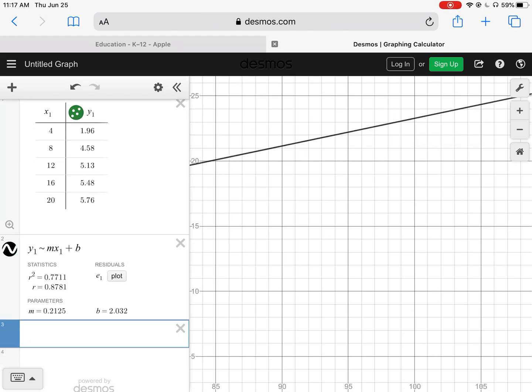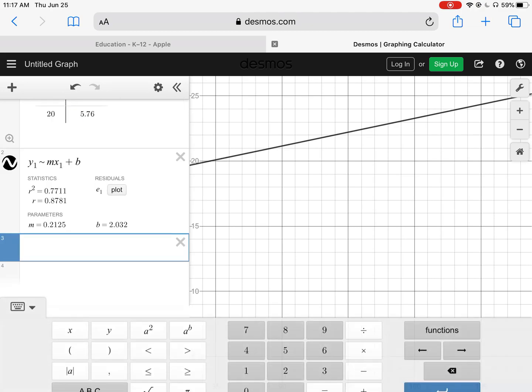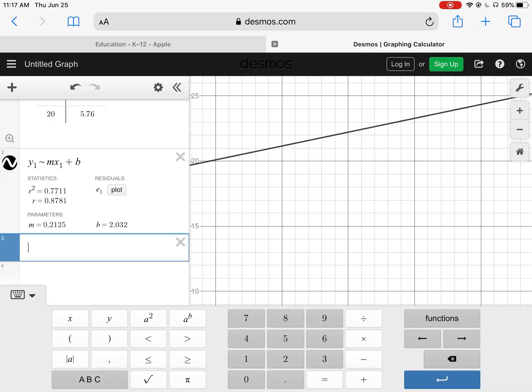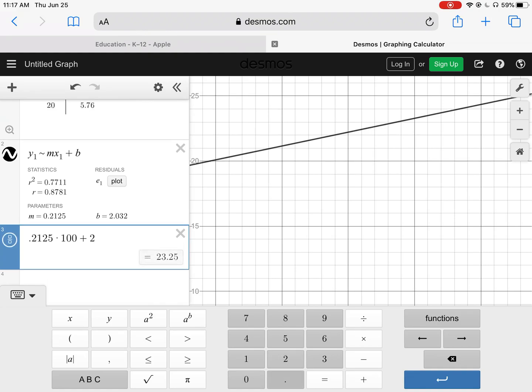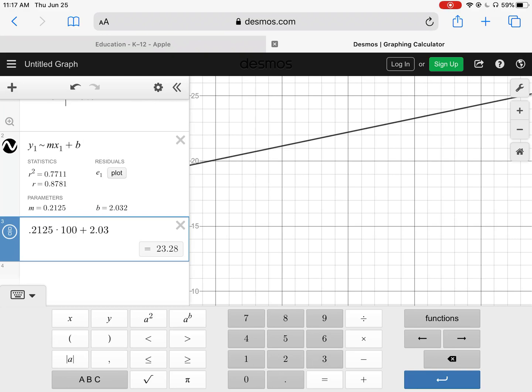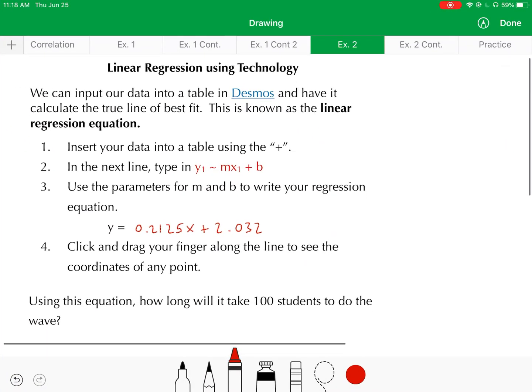Or this is a calculator as well, so we could actually insert 100 into our equation for x and solve. So 0.2125 times 100 plus 2.032 gives us that same y value, 23.282. Okay, so let's put that into our notes.